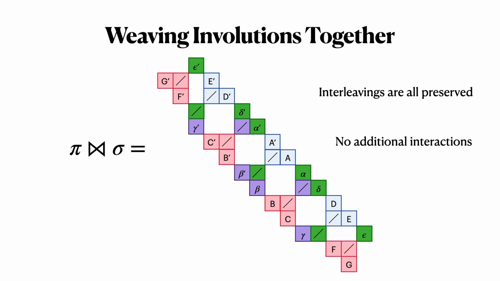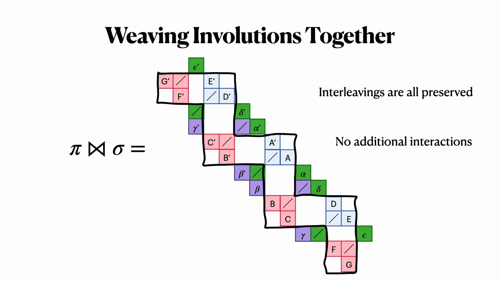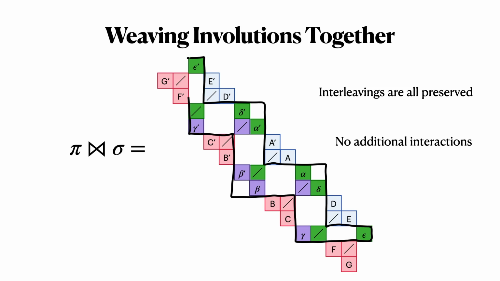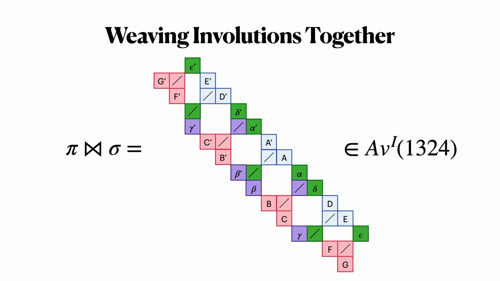Now this is not as bad as it looks. The key is that all of the interleaving of entries from each individual permutation is preserved. Outlined here are the entries from pi, and the boxes are still arranged in the same relative order, just spread out. The same for the entries of sigma. The way this is built guarantees that the result is an involution, and with a lot of patience you can see that it still avoids 1, 3, 2, 4.